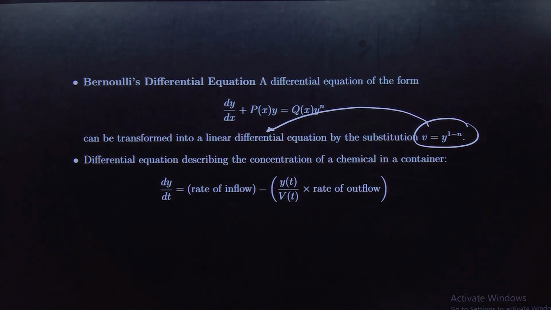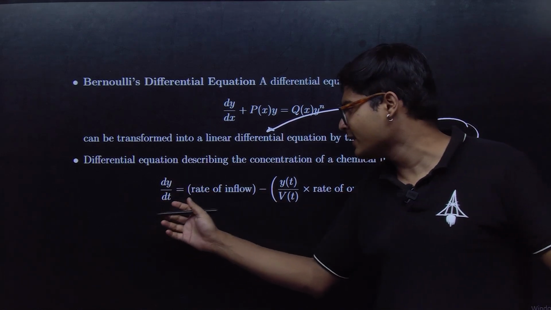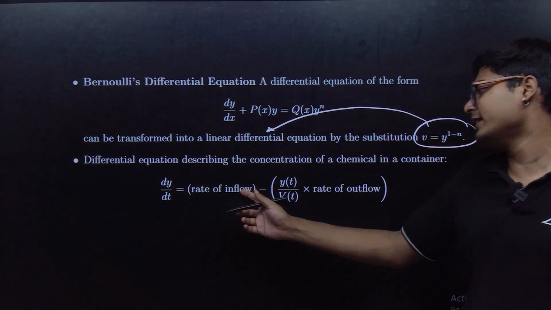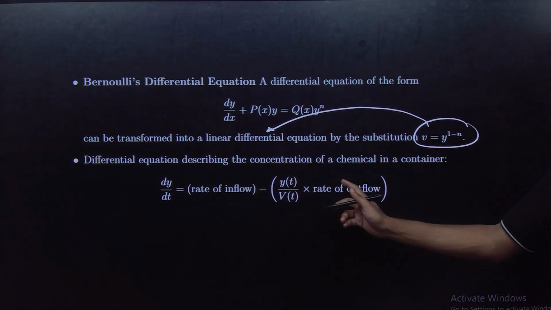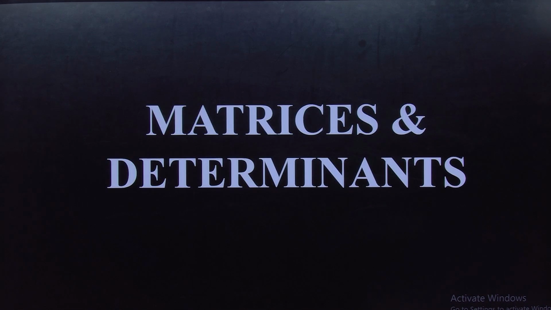Okay, you can see differential equations have a lot of applications even in chemistry, where the concentration of a chemical in a container can be written as dy/dx, which is nothing but the rate of inflow minus y(t) divided by the volume of the container times the rate of the outflow.